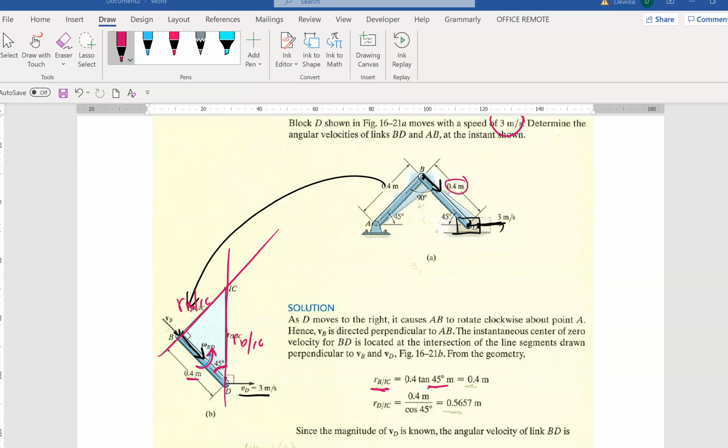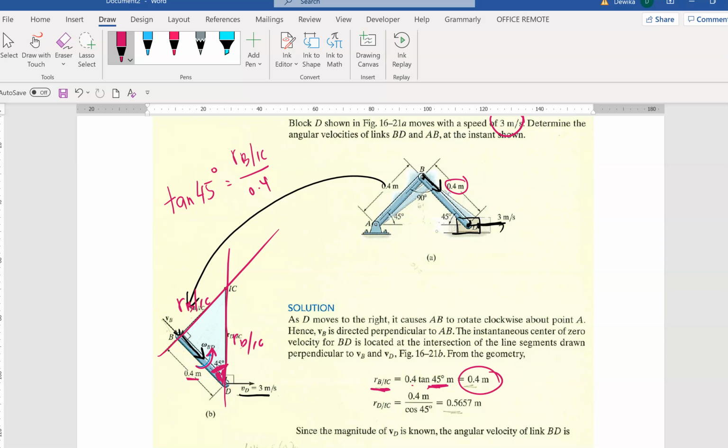Let me just write this to make you understand even better. So tan 45 is actually here, right? This part here. This is tan 45. So we have what? Opposite over adjacent. Opposite over adjacent is RBIC over 0.4, right? So which means RBIC is 0.4 tan 45. So you get your RBIC as 0.4.